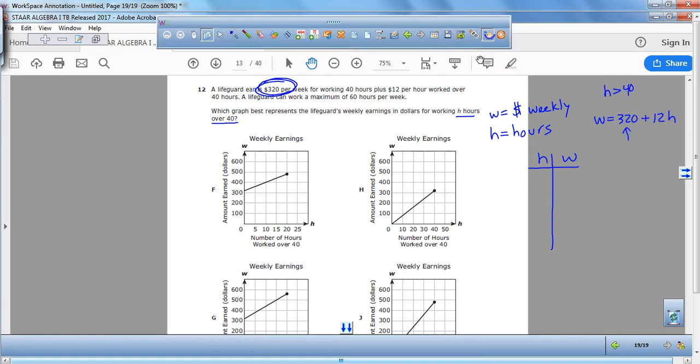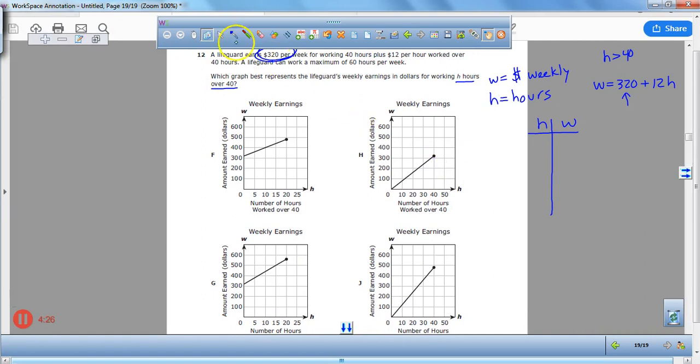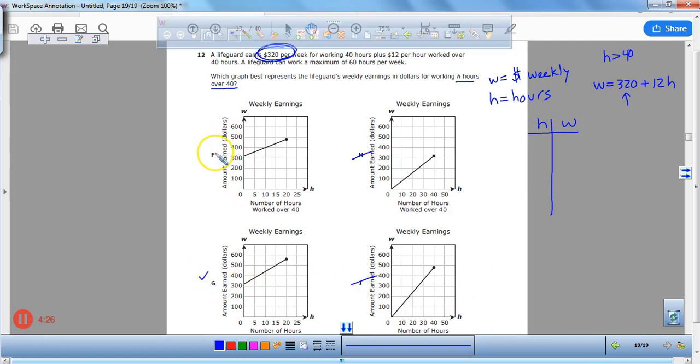Now, right now, where is he starting at? 320. So right now, the first thing you would look at is look at all the graphs that start at 320. Okay, does that graph start at 320? No. Does that graph start at 320? No. Does that graph start at 320? I would say so. And does that graph right there start at 320? Absolutely. Okay? So now let's kind of figure out, in slope-intercept form, we would write W equals 12H plus 320.